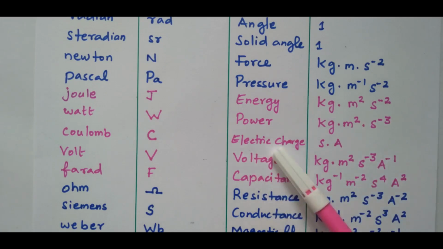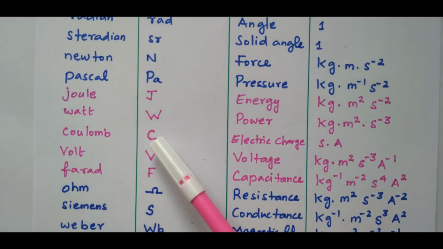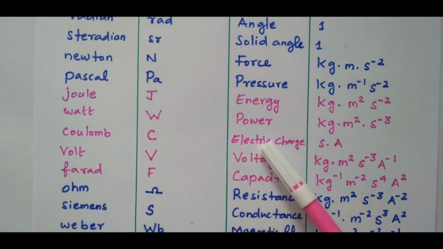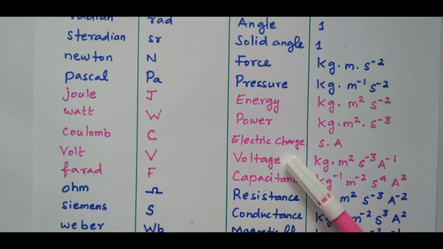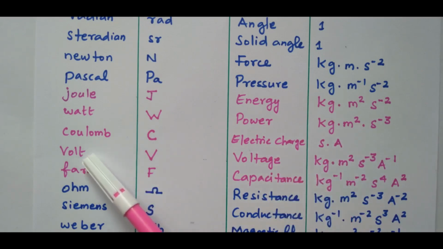Then electric charge, the unit is coulomb. The symbol is C. What is that? s times A, which is the base unit. Then voltage, the unit is volt. The symbol is V. What are the base units available? kg.m^2.s^-3.A^-1. These are all available for voltage.